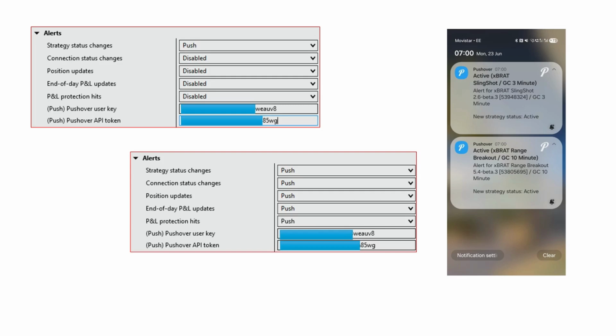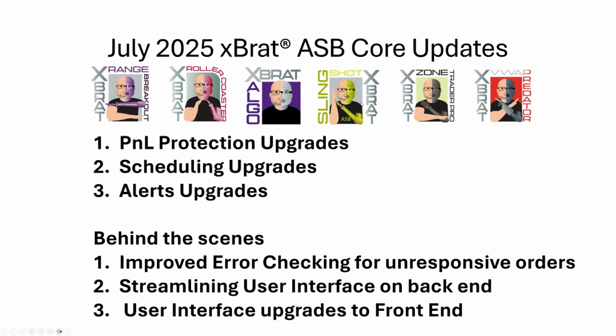If you lose connection to the broker, it can alert you straight away. We have got very strong flatten-type logic built into that. But again, that push notification is going to alert you that you've lost data or you've lost connection to your broker. And again, use the same Pushover key, the same API token. So that goes for each strategy. So you would have to do it for the range breakout, and then if you were running the slingshot as well, or the expat algo, or the roller coaster, you would do the same sort of thing, and you would get these push notifications on your phone.